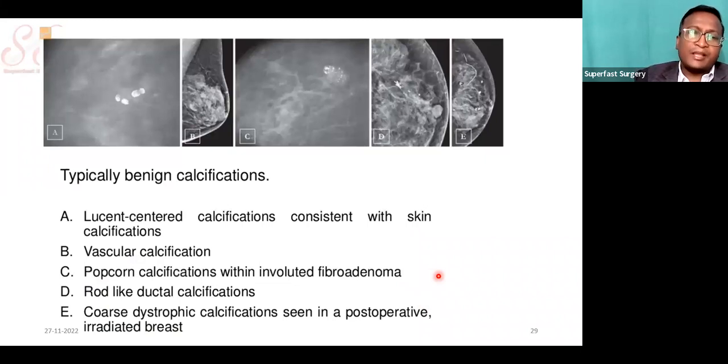Now we all talk of microcalcification in mammography. So what basically does microcalcification mean? Microcalcification is one whose diameter is less than 0.5 mm. And when we have more than 5 microcalcifications in an area of 1 centimeter square, that will be known as clustered microcalcification. So these are basically benign microcalcifications. So the age-old MCQ: popcorn calcification is seen in fibroadenoma. This is the popcorn calcification as we see in this figure C.